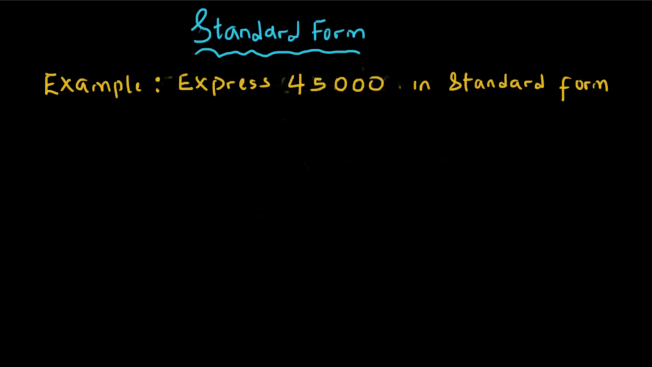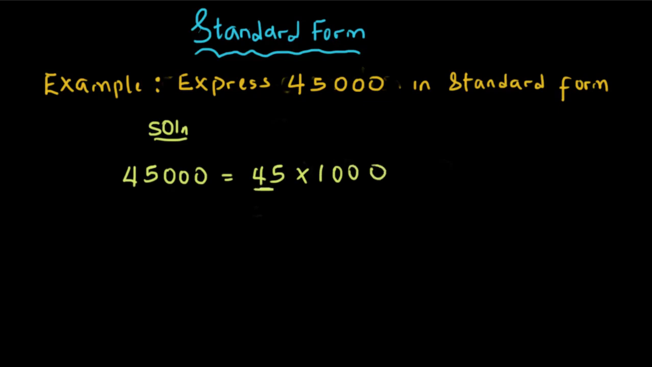So we have: express 45,000 in standard form. Now look carefully. 45,000 will be equal to 45 times 1,000. But you see, 45 is greater than 9.9999. So this is what we are going to do. We are going to have 4.5. Now, because we have 4.5, we add another 0 to the 1,000. So it becomes 10,000. Do you understand?